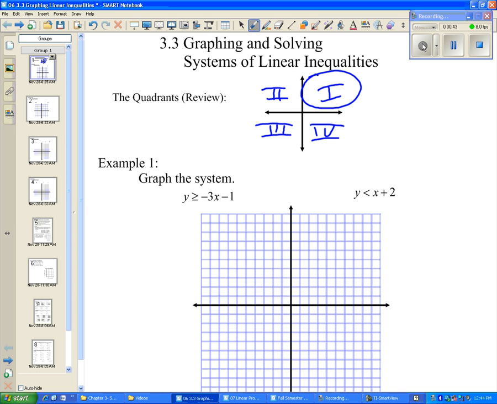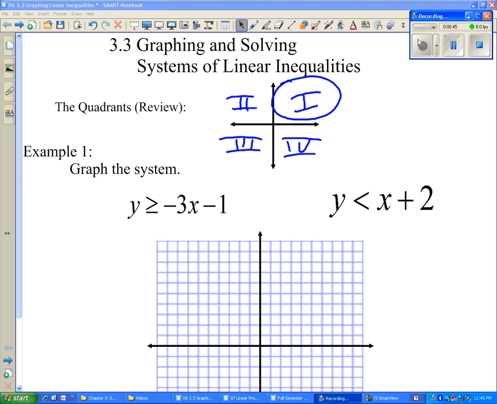Excuse me 1 second. Okay, so we're back and I've enlarged and changed the graph just a little bit, so make sure you pay attention and are aware of that. So here we go. What I want to do is graph a system of linear inequalities. The first thing you want to do is pretend they're linear equations. So instead of thinking of this as y is greater than or equal to negative 3x minus 1, I want to think of this as y equals negative 3x minus 1.